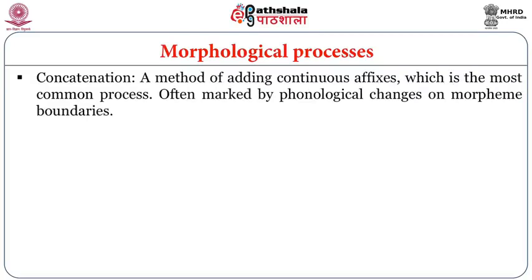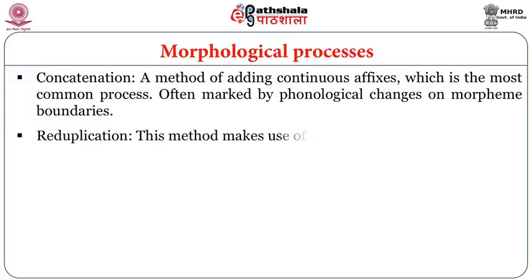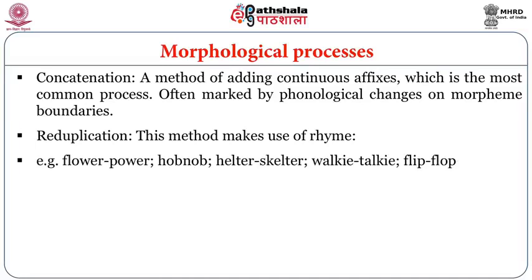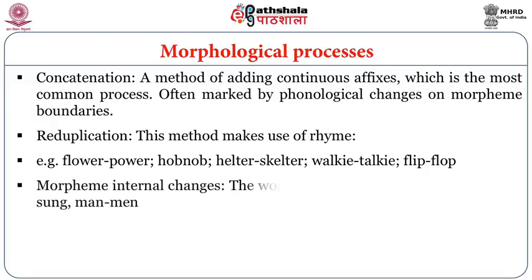Morphological processes are there. Concatenation is a method of adding continuous affixes, which is the most common process, often marked by phonological changes on morpheme boundaries. Then we have reduplication. This method makes use of rhyme, like flower power, hobnob, helter-skelter, walkie-talkie, flip-flop. Morpheme internal changes are there. The word changes internally, as in sing, sang, sung, man, men, etc.